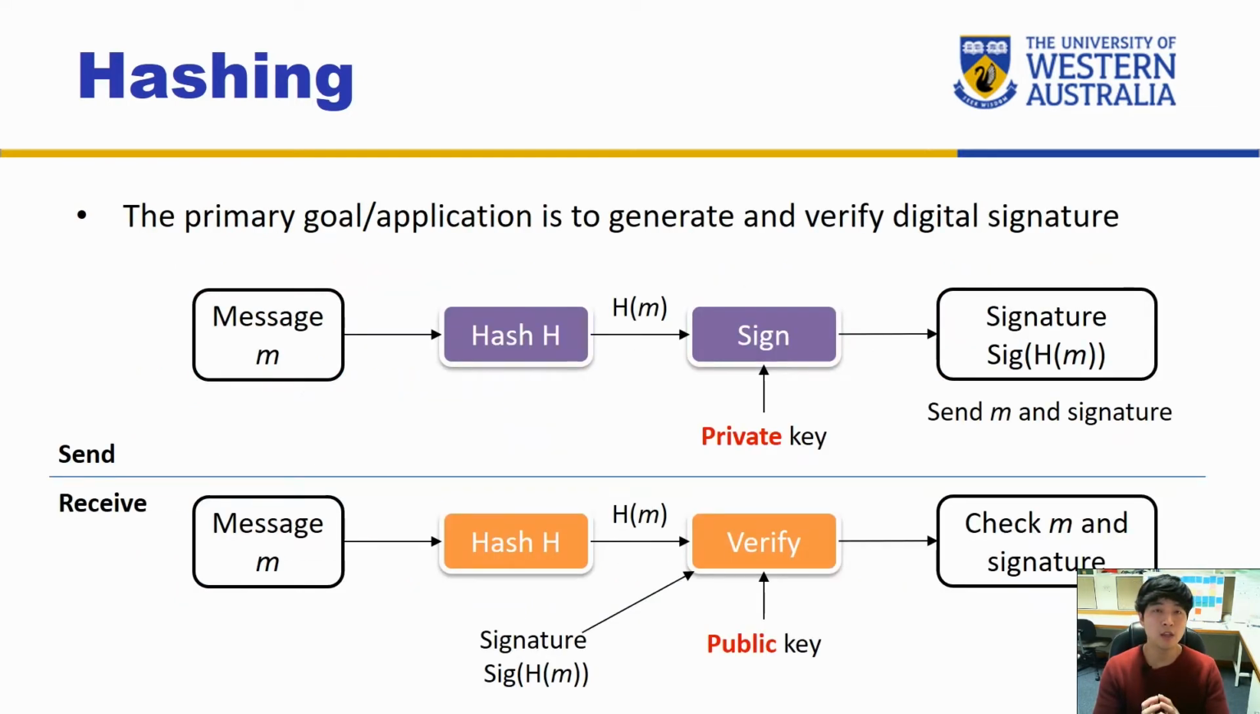So the use of hashing in generating a digital signature is quite straightforward. For instance, we have message M, which can be of arbitrary size. We put it into a hash function H such that it's H of M. Then we sign that hash output using our private key, for instance the RSA private key. Then we can send the signature and the message M together for the receiving party to confirm that the message has not been altered.